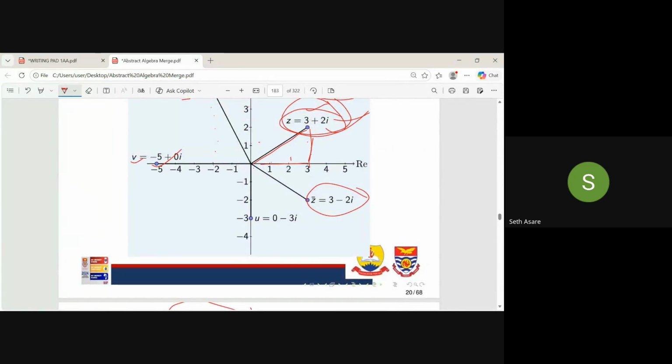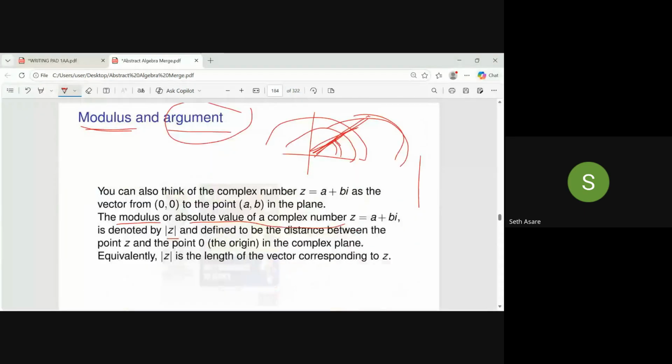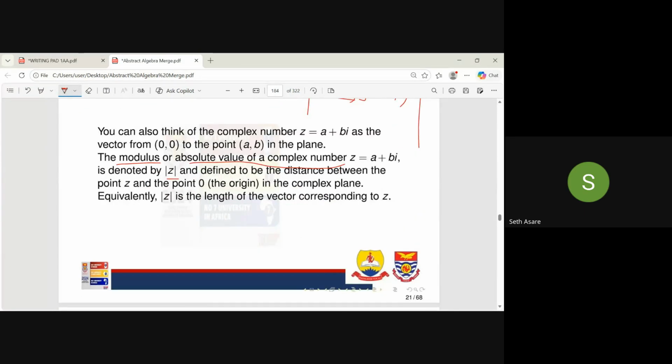If I want to know the length or the modulus, I am measuring from the origin up to here. And we are going to use the rectangular formula or the distance formula to calculate whatever we want to calculate. So we are saying that the length or the distance between Z and the origin in the complex plane, people call this the length of a vector corresponding to Z.